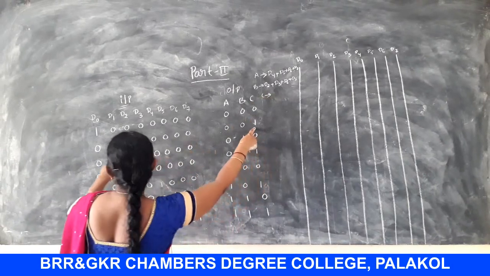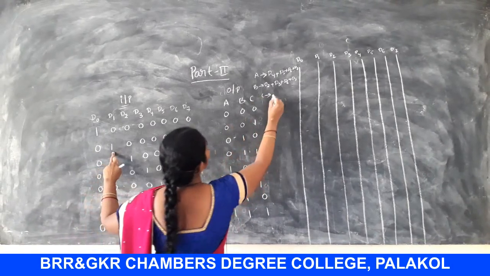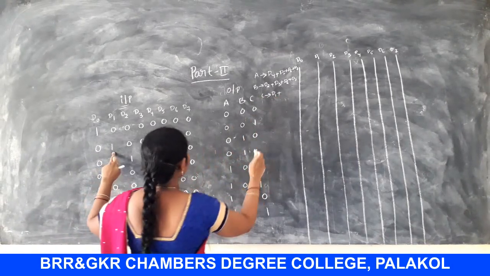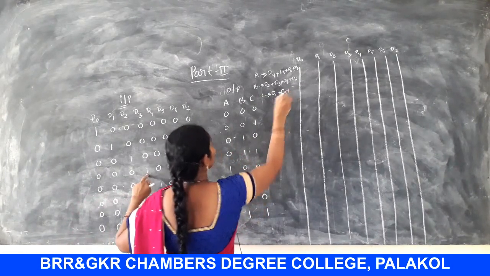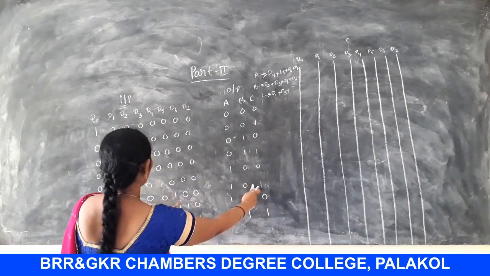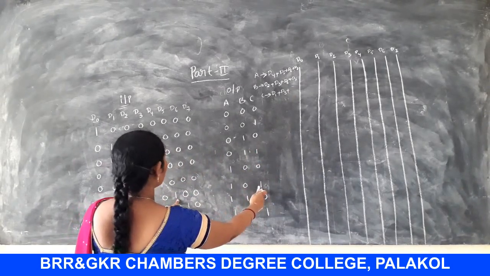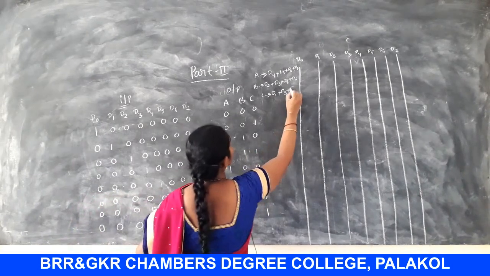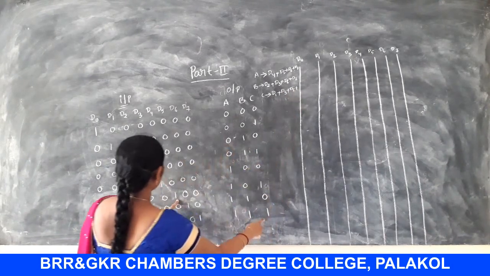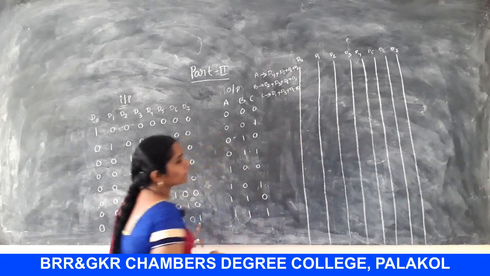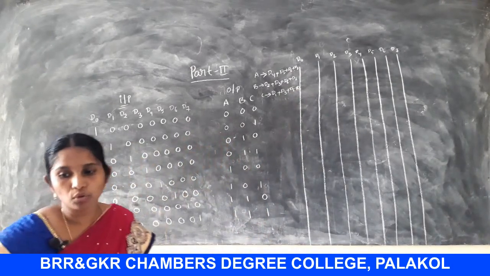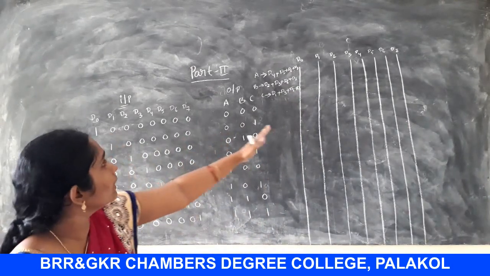Next, come to the expression for C. Here D1 plus the next corresponding D3 plus the next one D5 plus the last one D7. Okay. So likewise you have to write the expressions.